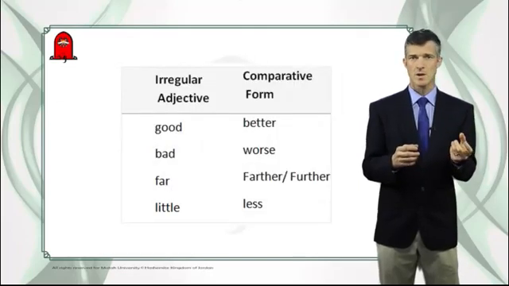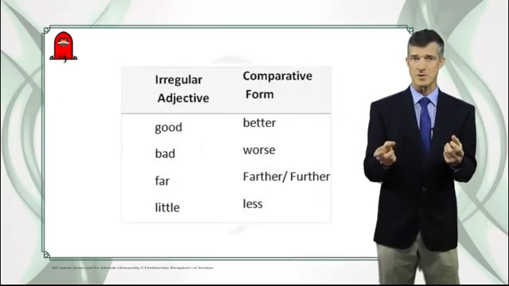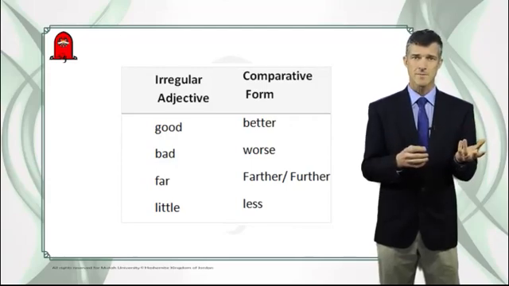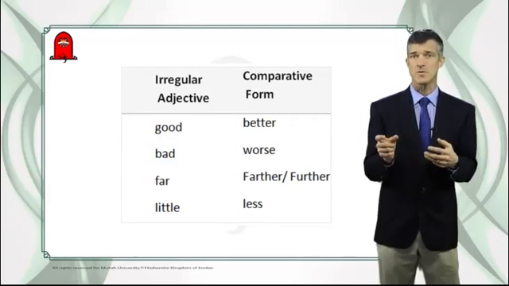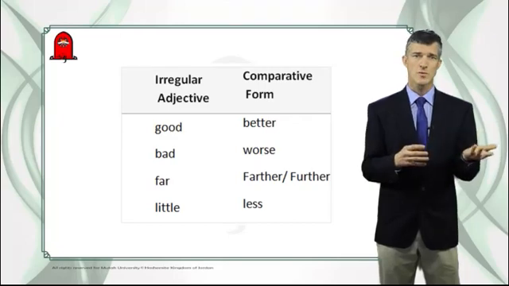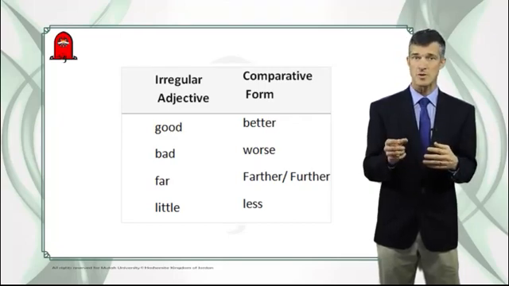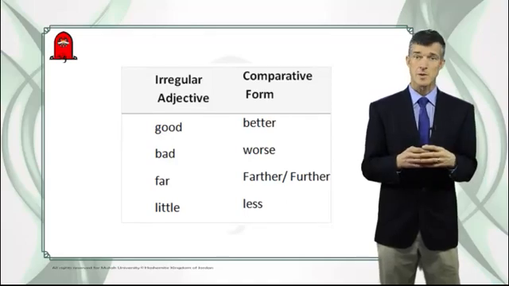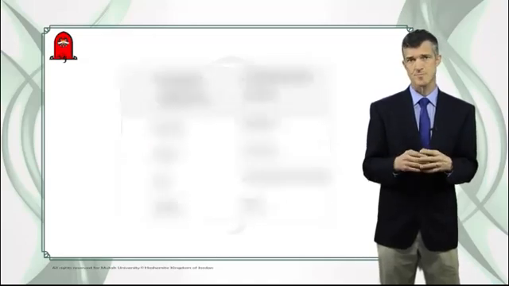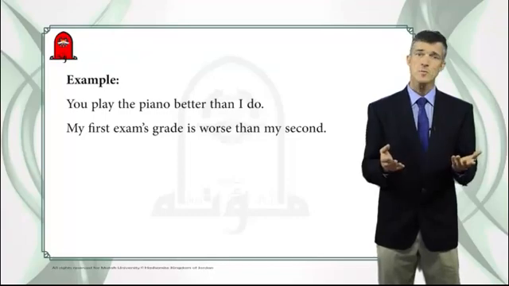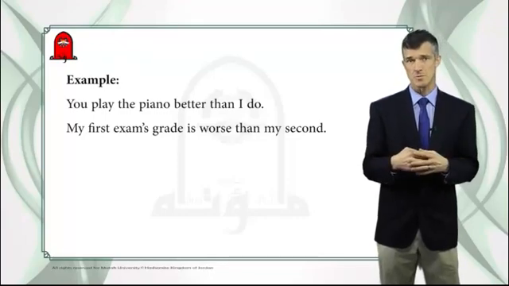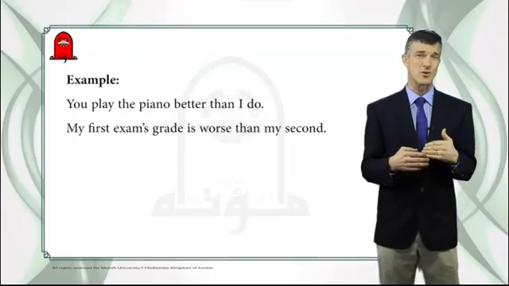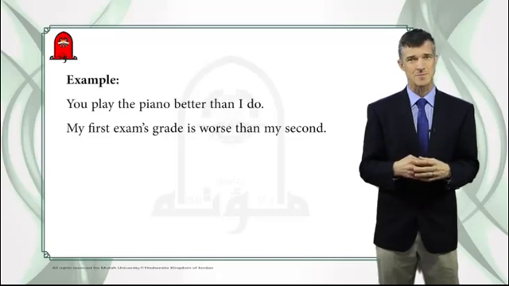Good, the comparative form is better. For bad, the comparative form is worse. For far, the comparative form is farther or further. For little, the comparative form is less. Example: you play the piano better than I do. My first exam's grade is worse than my second.